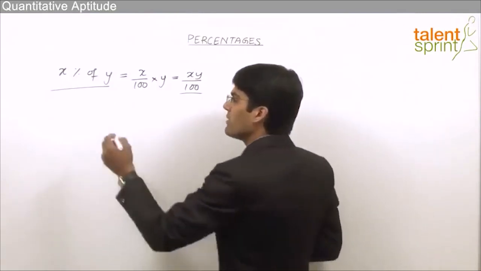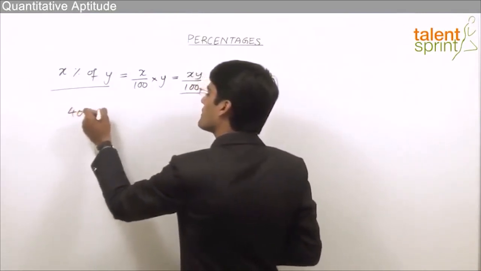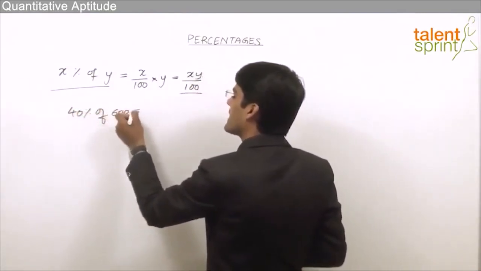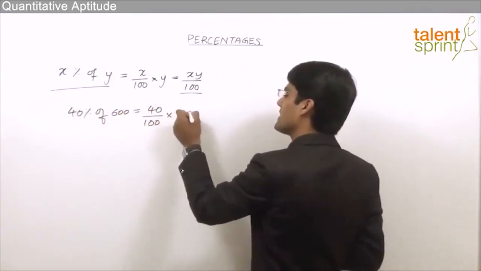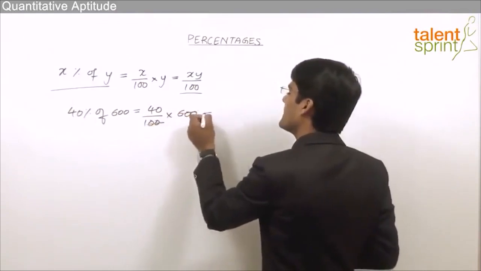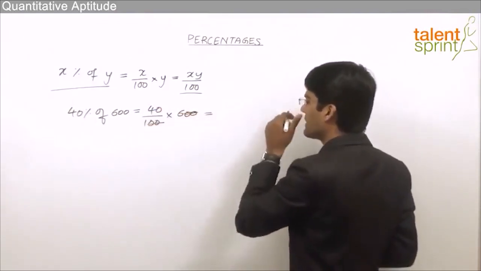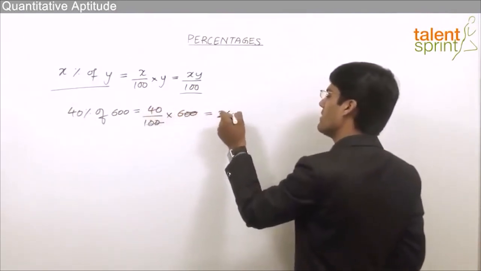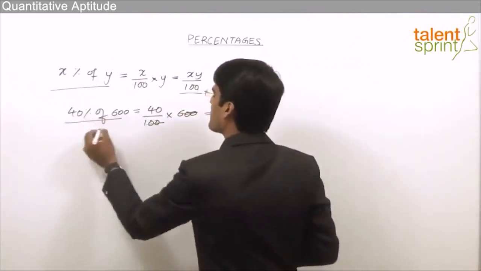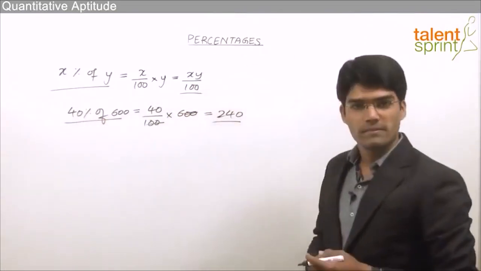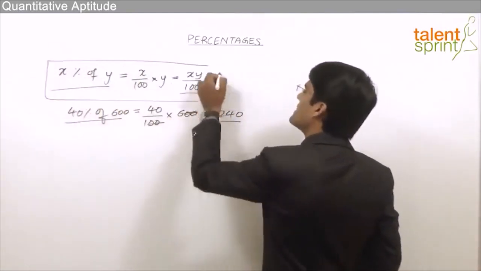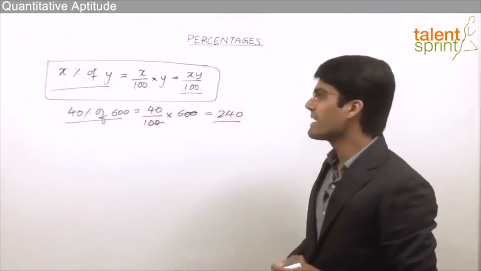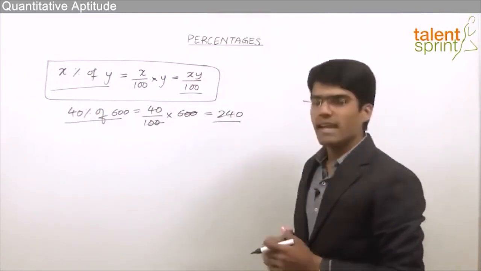For example, 40% of 600 can be taken as 40 upon 100 multiplied by 600. So as zeros get cancelled, we can say that 40% of 600 will be equal to 40 into 6, which is 240. So 40% of 600 is equal to 240. So this is what is important, how to calculate a percentage value for a given value. That is, x% of y is equal to xy by 100.